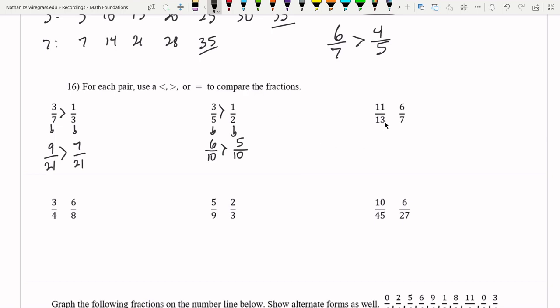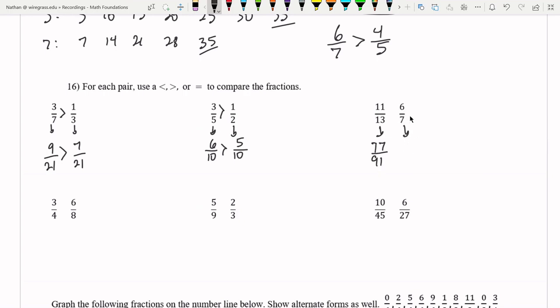Okay, again, 13 and 7, these are both prime numbers, so I'm going to multiply them together. 13 times 7, 11 times 7 is just 77. 13 times 7 is going to be 10 times 7 is 70, 3 times 7 is 21. That's going to be 91.